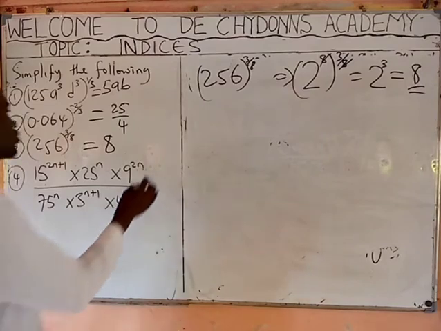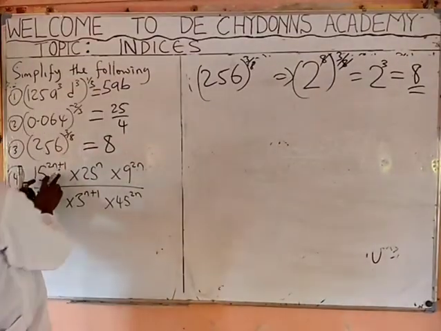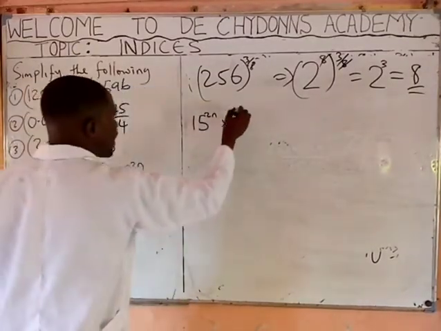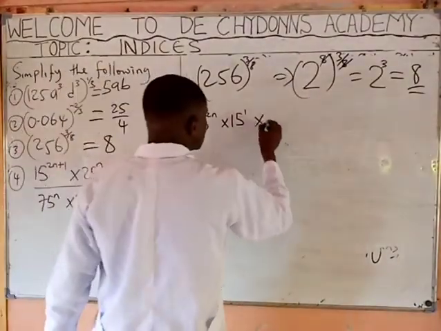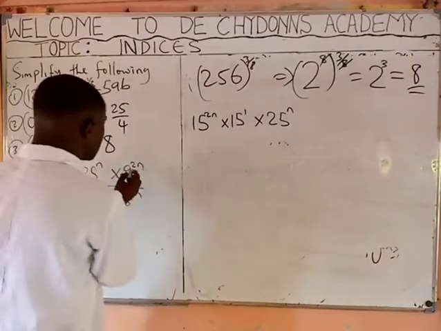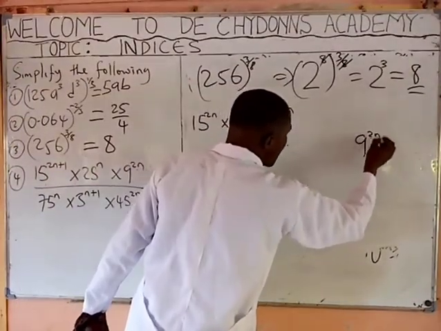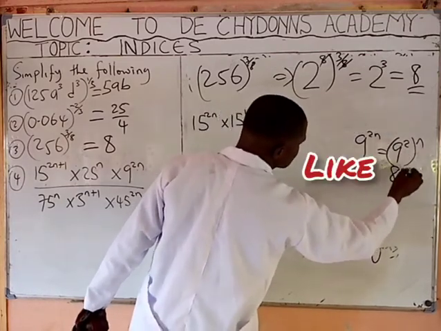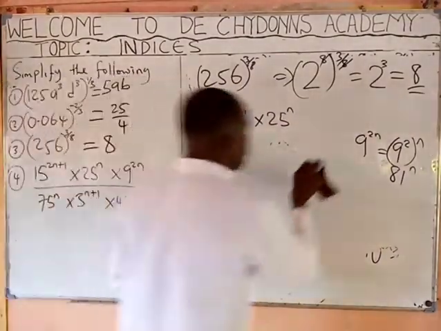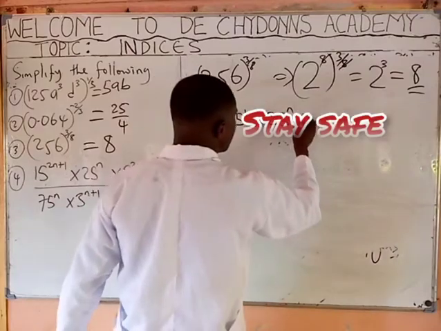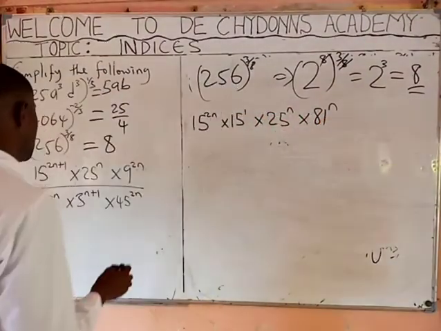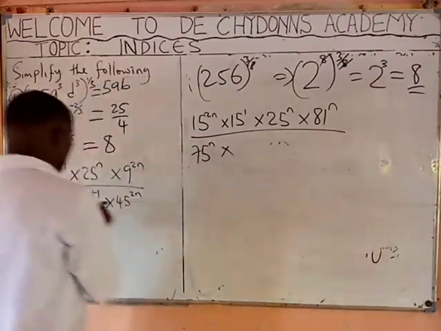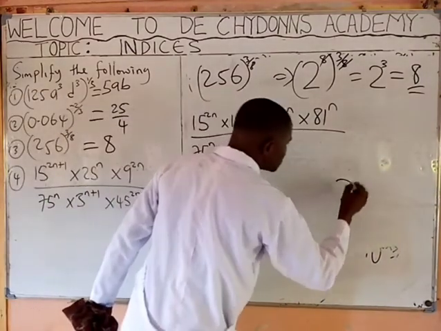Now, knowledge of indices will tell us that we apply product law here. It will be 15 raised to the power of 2n times 15 raised to the power of 1, times 25 raised to the power of n. This one, 9 raised to the power of 2n simply means 9 raised to the power of 2, bracket n. 9 raised to the power of 2 will give you 81 raised to the power of n. We now say all over 75 raised to the power of n times 3 raised to the power of n plus 1.